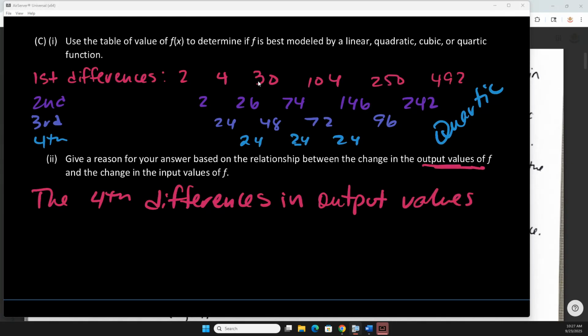All right, so here we are. We're talking about how they're changing. Are the fourth differences changing? Oh, no. They're constant. So the fourth differences in output values are a constant. And tell me what that constant is. Good. Sorry, I'm doing this like I did last year. All right. Now, how are the input values changing? They're increasing by 1. Yes.